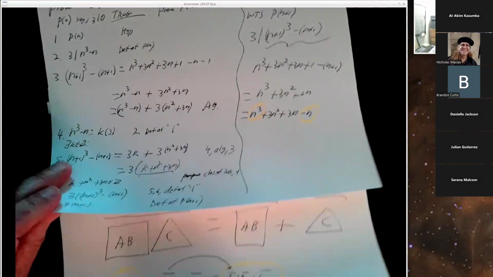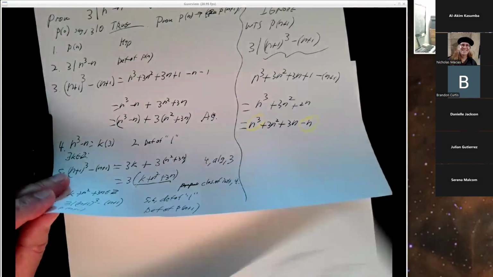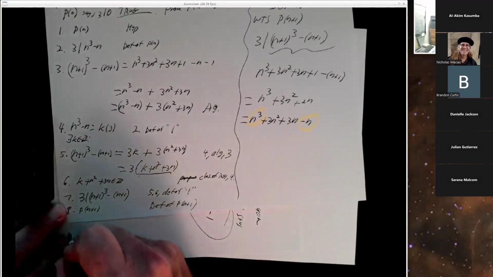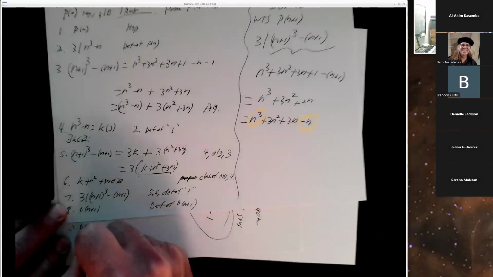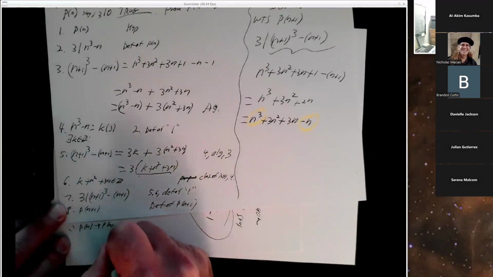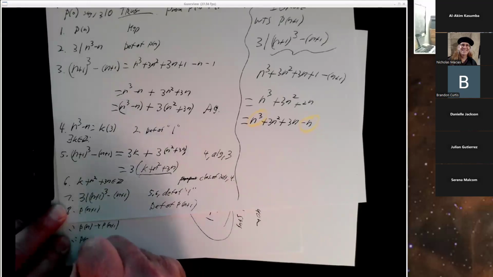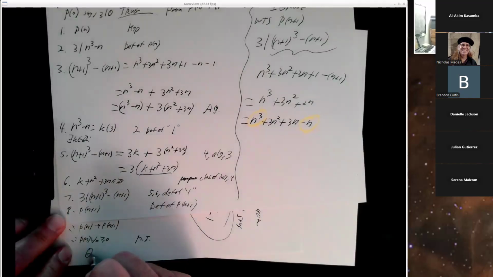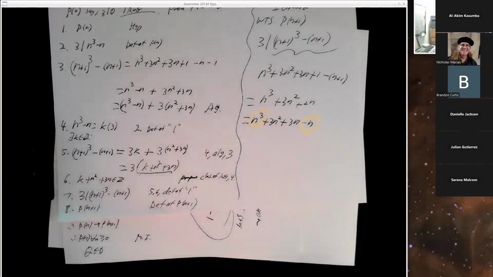And now we're just doing the wrap up. We can say, therefore, P of n implies P of n plus 1. Therefore, P of n for all n bigger than or equal to 0. And the reason is mathematical induction. And that's the end of the proof.